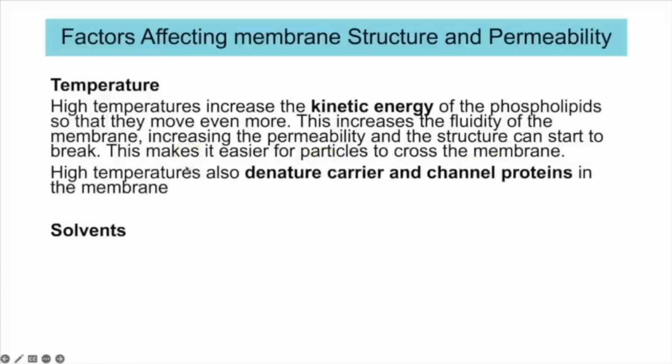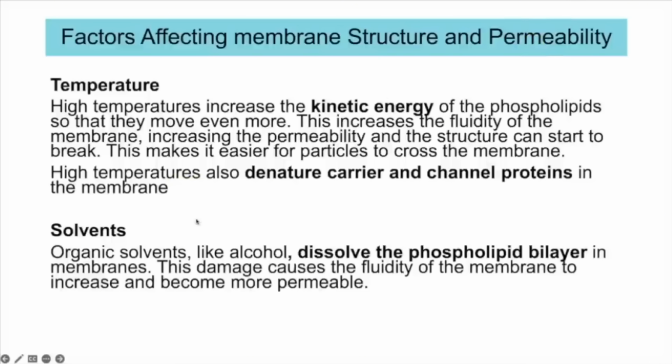The second reason is high temperatures could denature the carrier and the channel proteins in the membrane. And if that happens and the protein channels and carriers become wider, then even more molecules are going to be able to move across that cell membrane that weren't initially able to. So therefore, it becomes more permeable. Solvents can also damage the cell membrane structure. Organic solvents like alcohol, for example ethanol, dissolve lipids, so they will dissolve the phospholipid bilayer in the membranes.